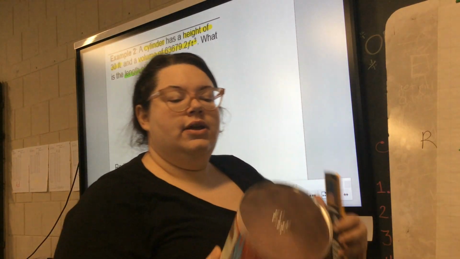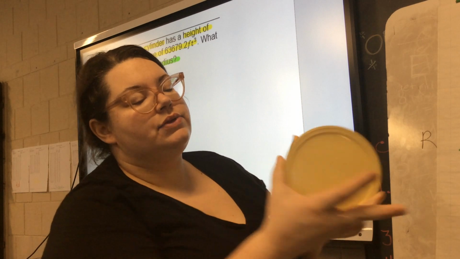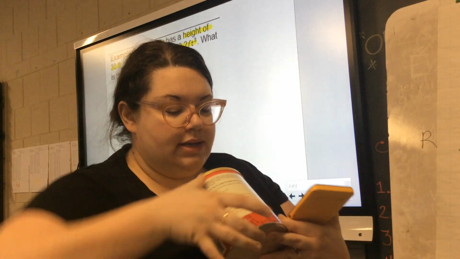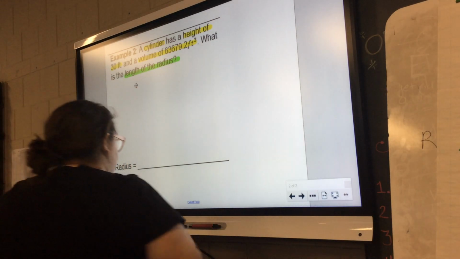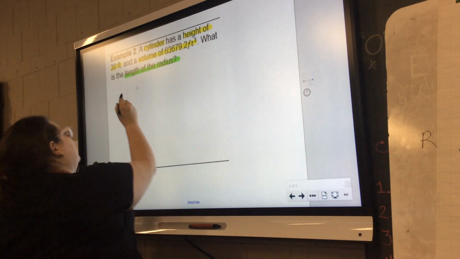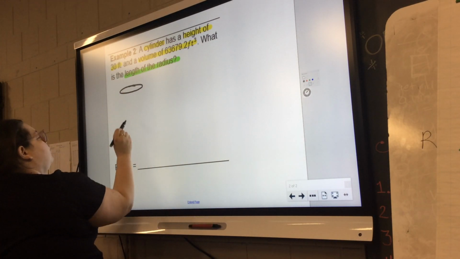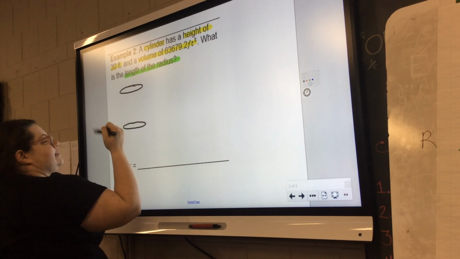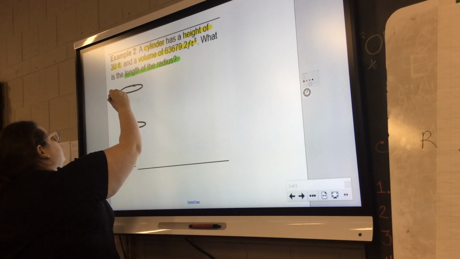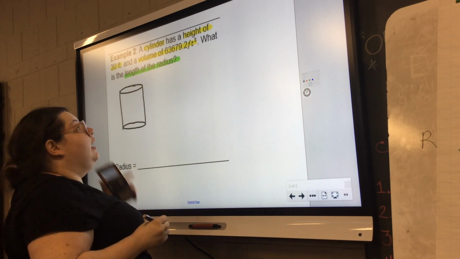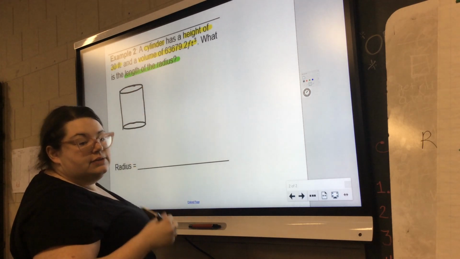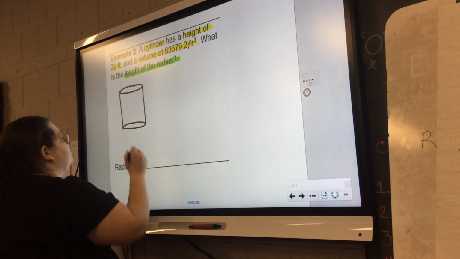Now let's talk about cylinders. Cylinders have a circular bottom, they have a circular top, and the whole middle is actually a rectangle wrapped around. So when I draw my cylinder, I'm going to draw a nice little oval because it's from the side, so we're not going to see that perfect circle. And then just two sticks going up and down.